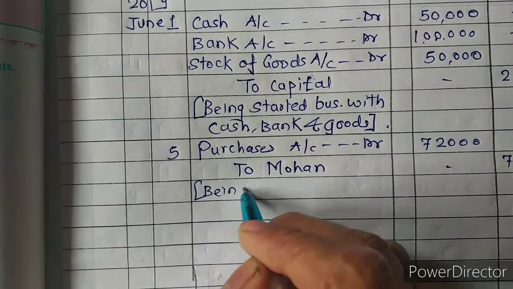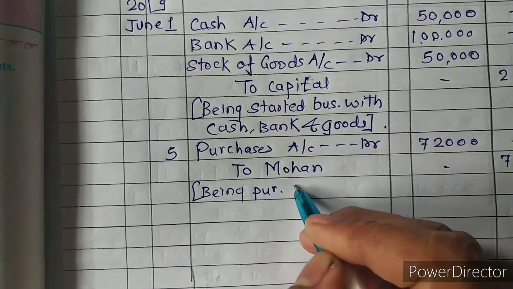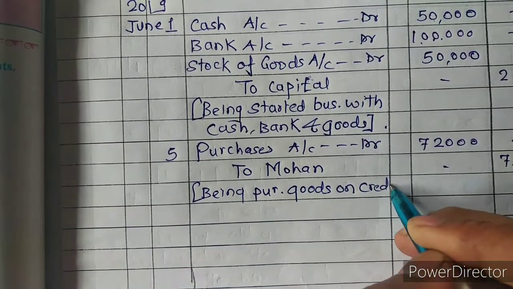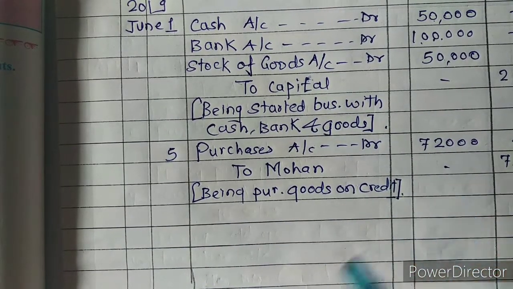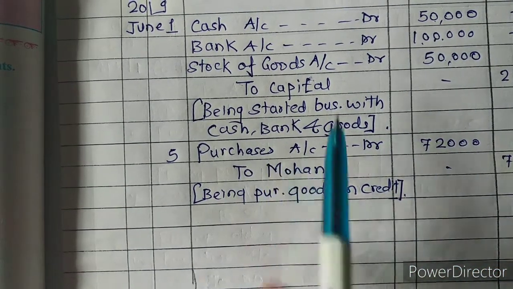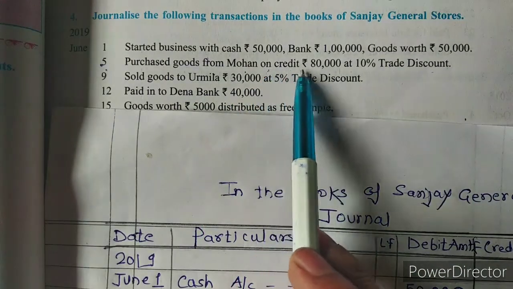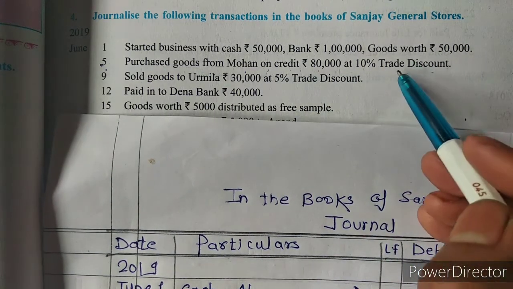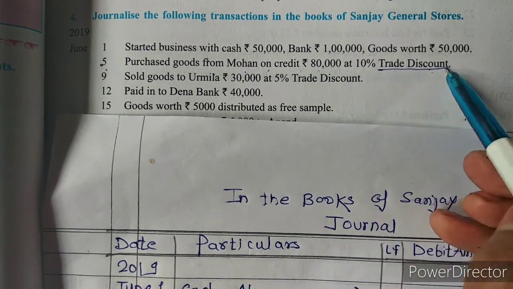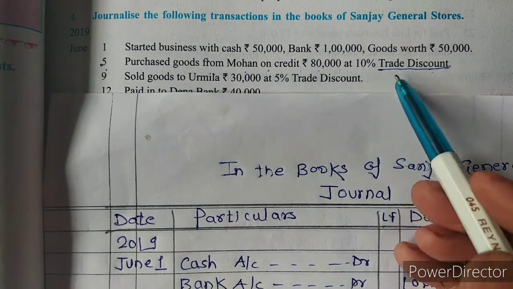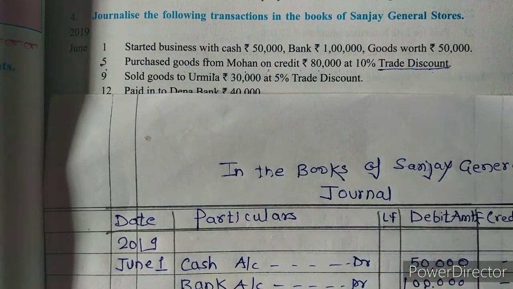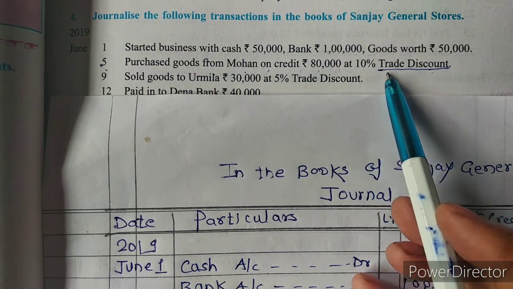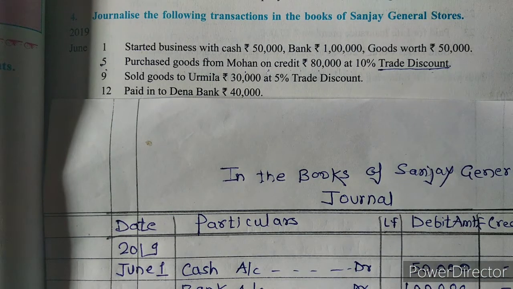Being purchase goods on credit from Mohan. Now goods are purchased on credit rupees 80,000 at 10% trade discount. Trade discount we have found out, and trade discount is not recorded in the books of account. We have calculated the trade discount, but it is not recorded in the books of account.